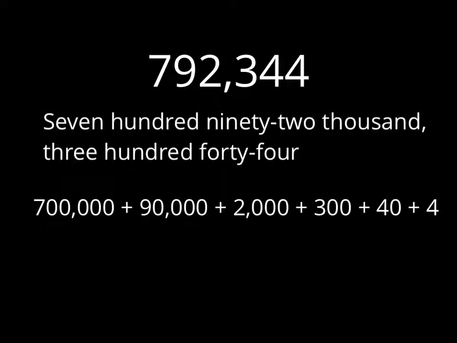In your expanded form, well, this is really expanded. We have 700,000, right? So there's 700,000 plus 90,000 plus 2,000 plus 300 plus 40 plus 4. Notice how they go from really big. We're losing one place every time until it gets to just a single digit.